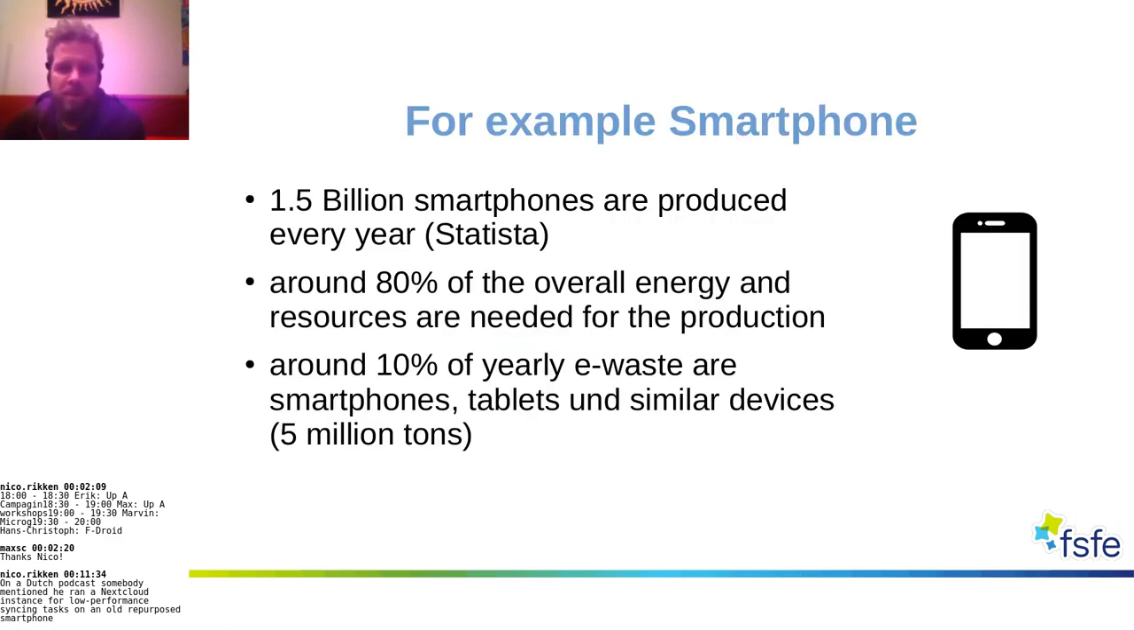And I have some numbers here, because numbers sometimes show it more clearly. So I calculated it for the smartphone. I looked this up. It says we produce 1.5 billion smartphones every year. That's a lot. And as we have heard, 80% of the overall carbon footprint happens in production and worldwide transportation. And 10% of this is meanwhile phones and tablets and similar devices.